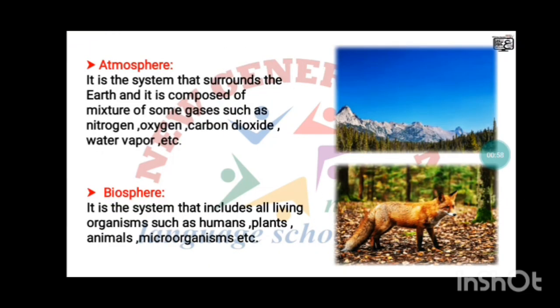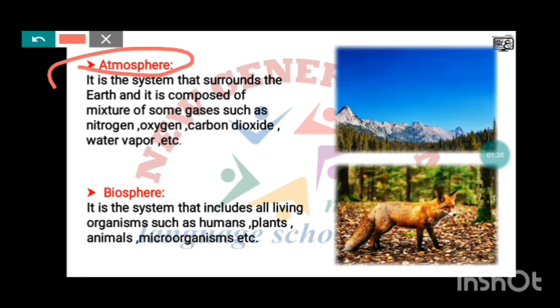Let's start with atmosphere. Atmosphere is the system that surrounds the Earth and it is composed of a mixture of gases, such as nitrogen, oxygen, carbon dioxide, or water vapor.